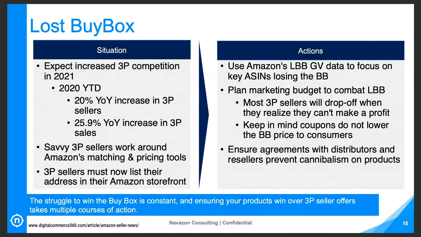The next thing we wanted to cover was the lost BuyBox. This is extremely important just because COVID and lockdowns are happening again, especially like during 2020, what we saw. There was another study done by Digital Commerce 360, and they saw basically in 2020 year to date, there's a 20% increase in 3P sellers on Amazon, and 3P sales also increased 25.9% year over year. This was in the first 2 quarters of 2020.